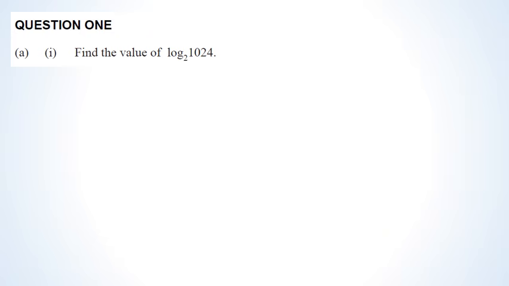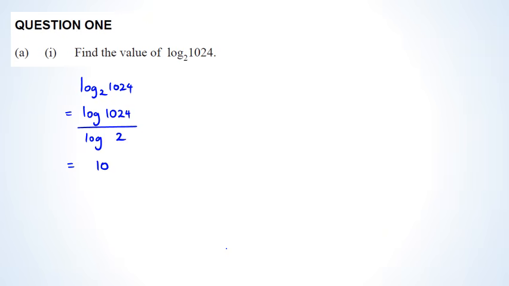Okay, so the first question is find the value of log 2 of 1024. There's two ways of doing this particular question, and I'm going to show you both methods, even though this is just an Achieved question. Anytime you see log 2 1024 written in this format, in your calculator you just write down log 1024 divided by log 2, and you should get an answer of 10.